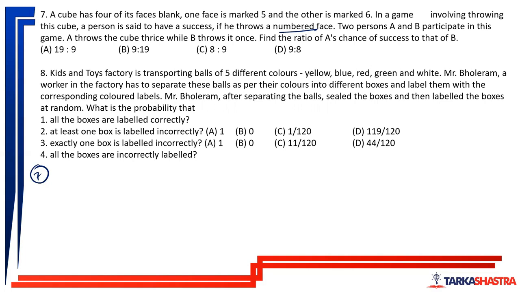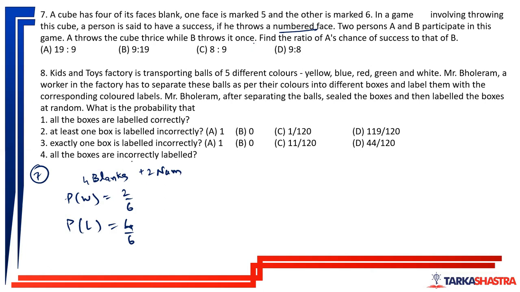2 persons, A and B, participate in this game. A throws the cube thrice while B throws it once. Find the ratio of A's chance of success to that of B. Okay, so there are 4 blanks and 2 numbers. So probability of winning is 2 by 6 and probability of losing is 4 by 6.